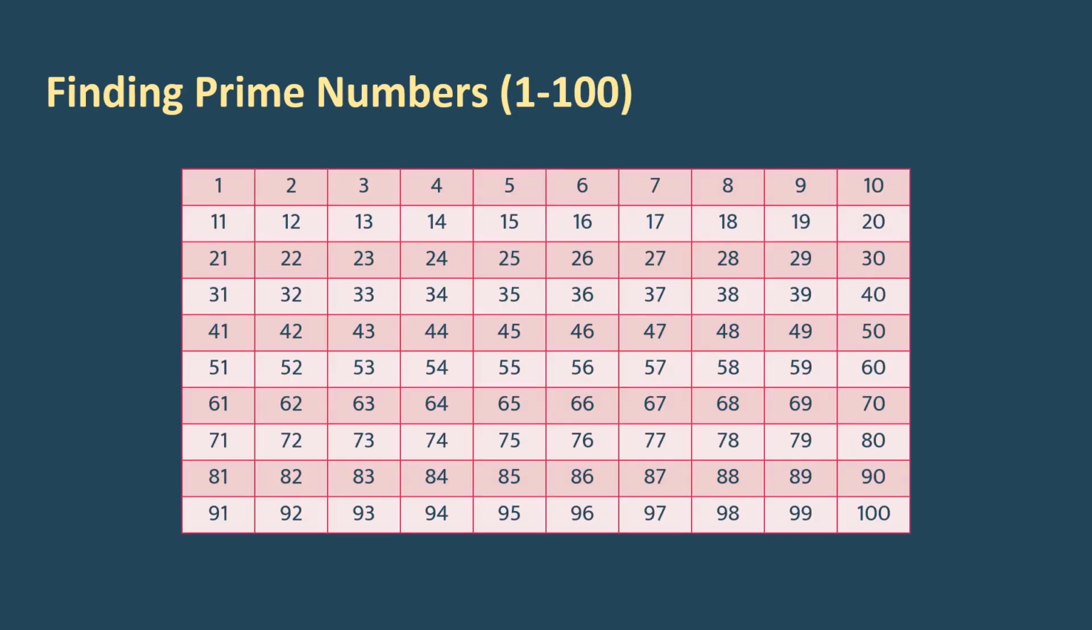Now let's hunt for prime numbers. The very first number that we can remove is the number 1, because we know that 1 can never be a prime number. So let's get rid of 1.